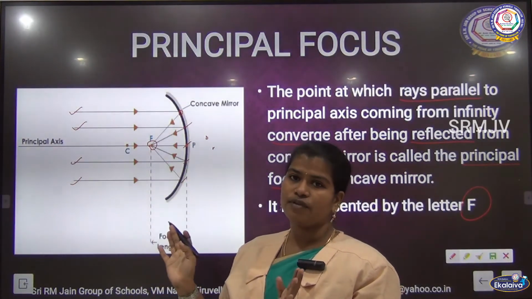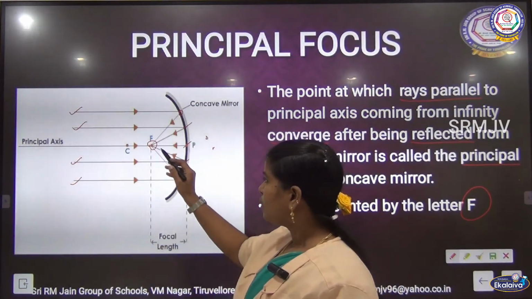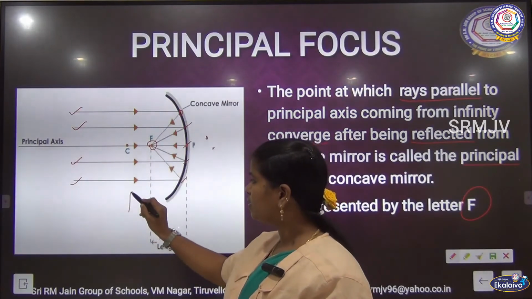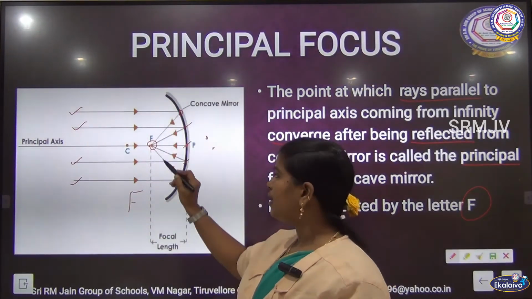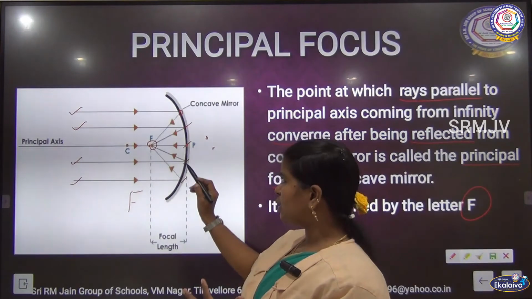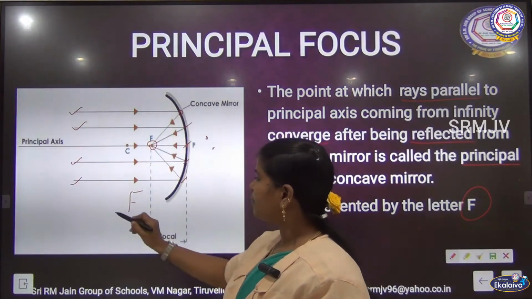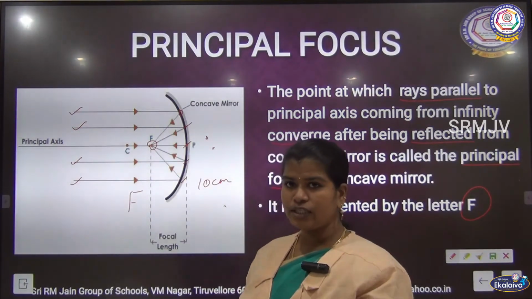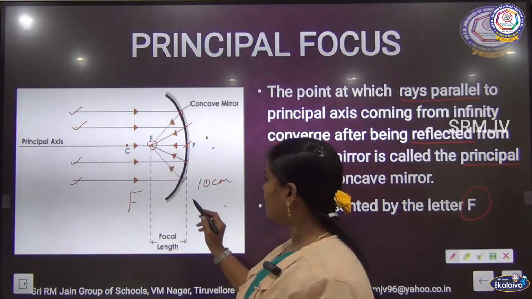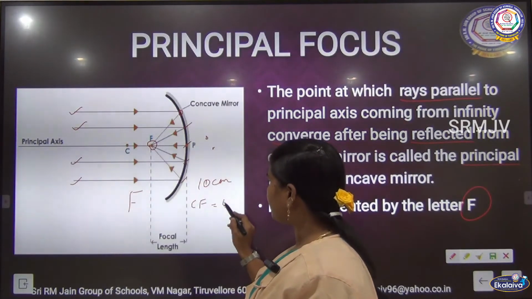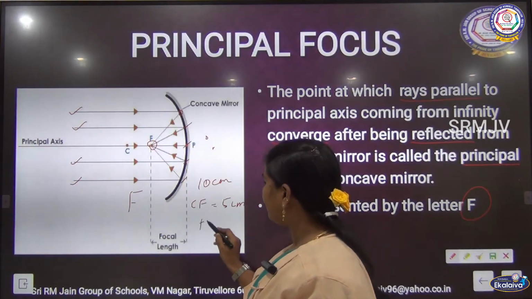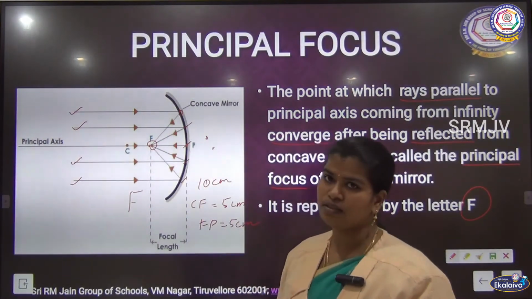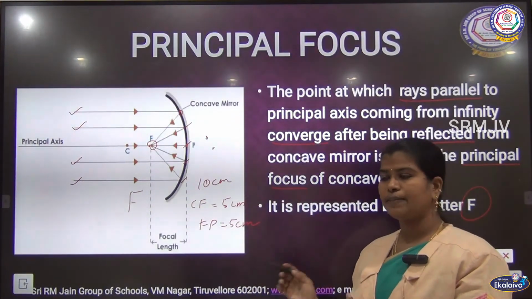This principal focus divides the radius of curvature into two. For example, if the distance between the pole and the center of curvature is 10 centimeters, then F divides it into two. So CF will be 5 centimeters and FP will be 5 centimeters. Hope you understood what is principal focus.